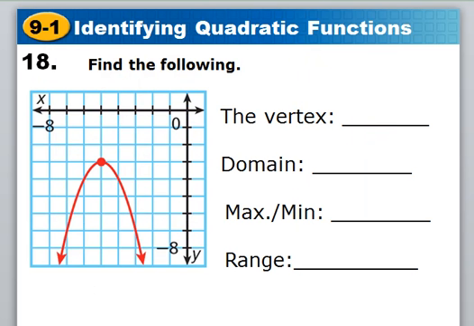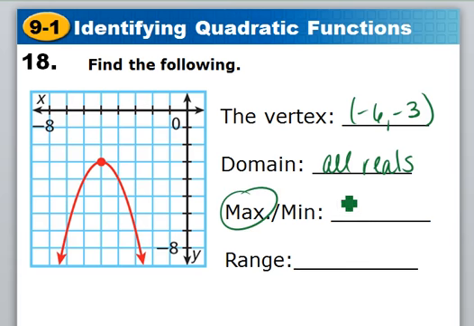Okay, let's take this just a bit further, and let's go ahead and find the vertex. The vertex here would be (-6, -3). The domain is all reals. Remember, parabolas are going to have all reals. This happens to be a maximum value, okay, and the maximum value, this is the max. We'll just go ahead and say the maximum is (-6, -3).